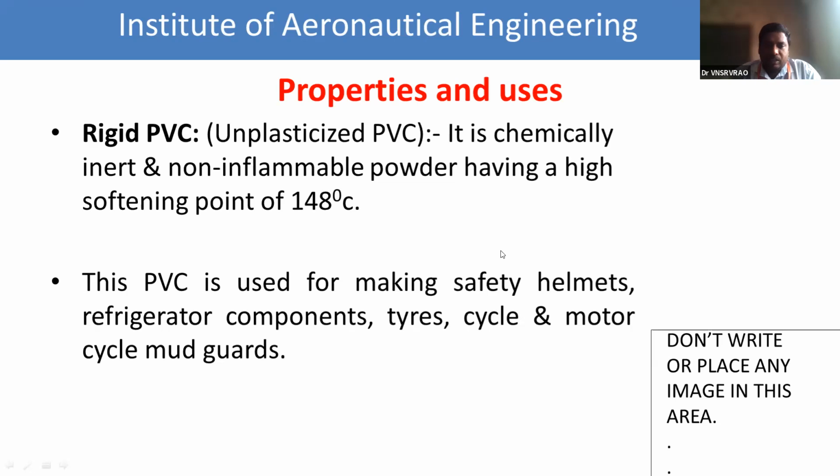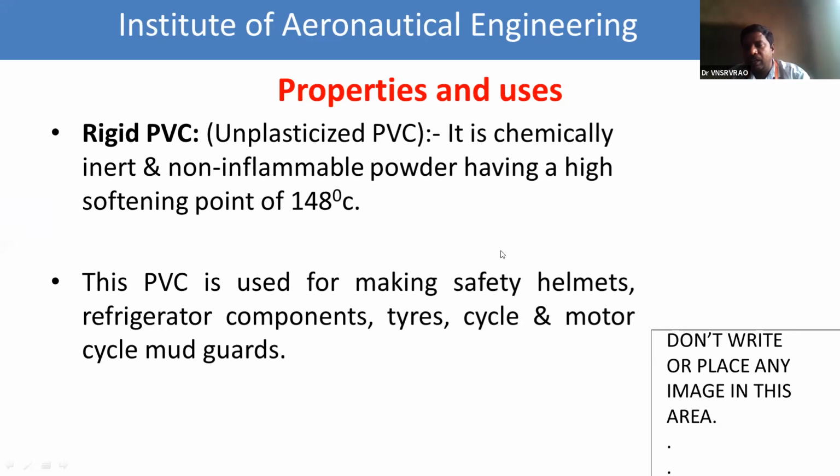This PVC is used for making safety helmets, refrigerator components, tires, cycle and motorcycle materials. Because of the rigid nature of PVC, called unplasticized PVC, there is an absence of plasticizers. Because of the absence of plasticizers, the resultant plastic is not applicable to molding purposes. So structurally it is a strong component. Because of this structure, this PVC is used for safety helmets, refrigerator components, tires, cycle and motorcycle materials. So these are the applications for this PVC.